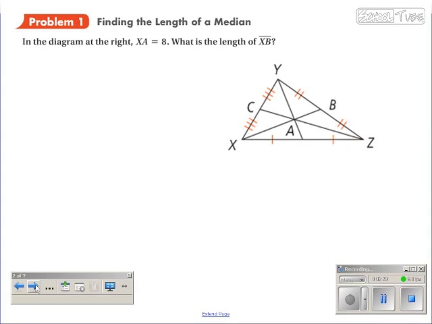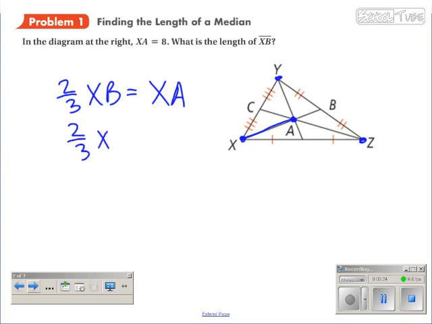If you read problem 1, we're looking at triangle XYZ, and there are three medians drawn in. They intersect at the centroid, point A, and so we are given the distance XA in this. Remember that XA is 2/3 the total distance from X all the way to B. If we remember that 2/3 of XB is equal to XA, we can substitute in there because now we know that XA is actually 8 units long.